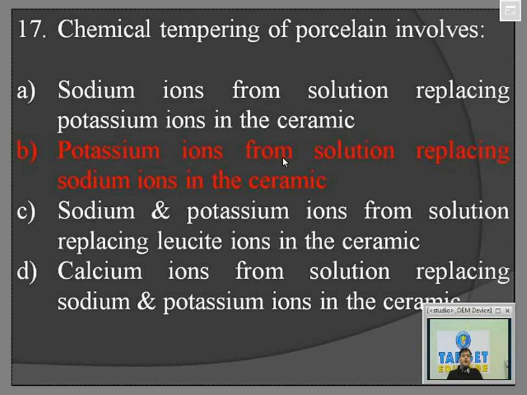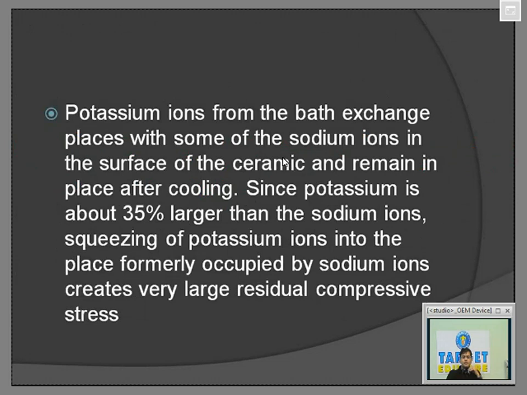Question number 17 is chemical tempering of porcelain involves. Correct answer is potassium ions from solution replacing the sodium ions in the ceramic. So first we will see what is chemical tempering. Chemical tempering is a method of incorporating residual compressive stress within the porcelain.